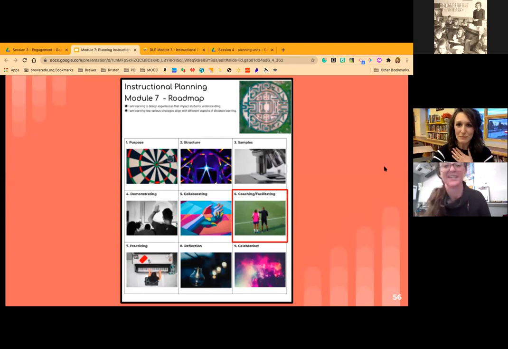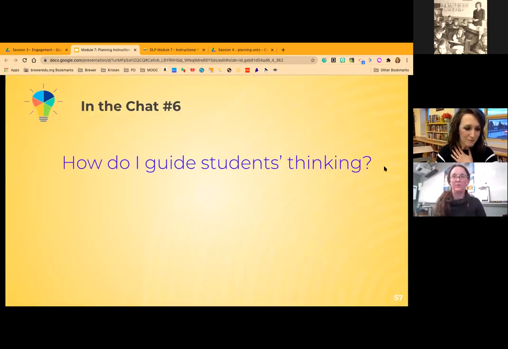Thanks, Kristen. So as you can see, we're moving through our roadmap. So now onto box six, coaching and facilitating. If you can share in the chat, how do you guide your students' thinking? So what are some strategies or ways that you guide student thinking in your classroom?